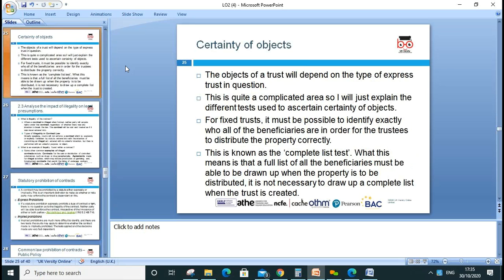Certainty of object, yes. You need to look around. The object of the trust will depend upon the types of the express trust. So, like we discussed about the terms, yes. We need to be really careful about that.